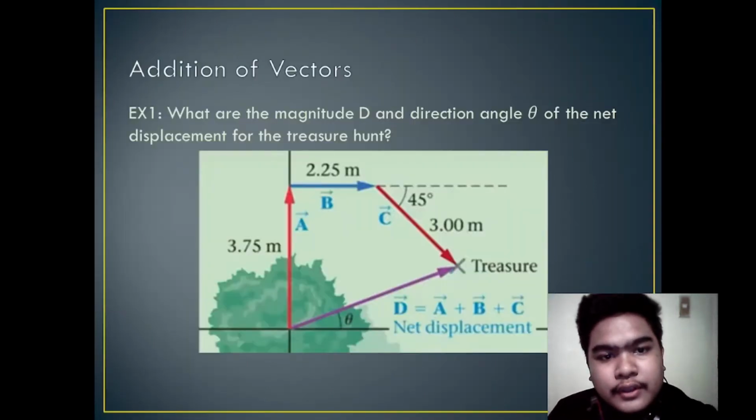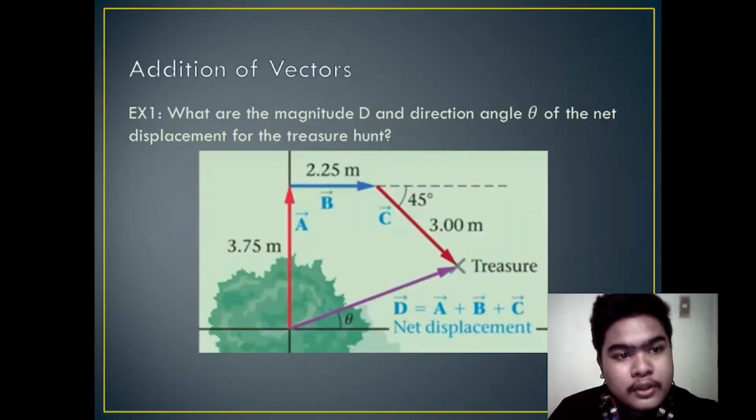So let's proceed. Question number 1 is for the addition of vectors. What are the magnitude D and direction angle theta of the net displacement for the treasure hunt? So here is the equation. So let's proceed.